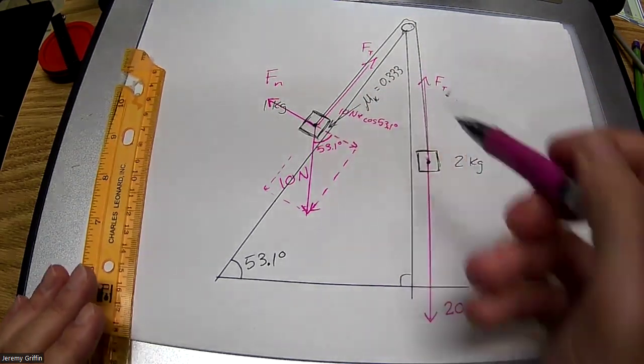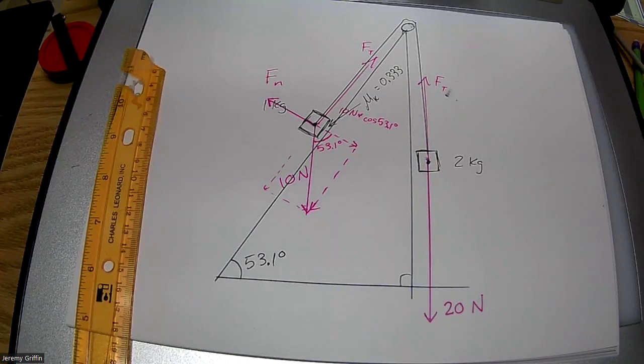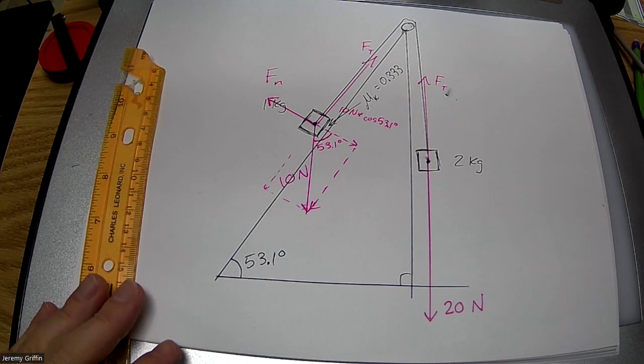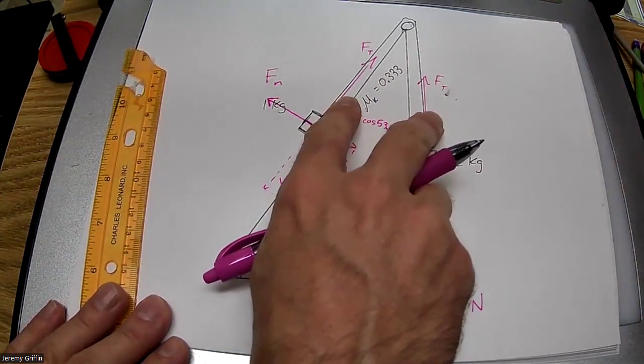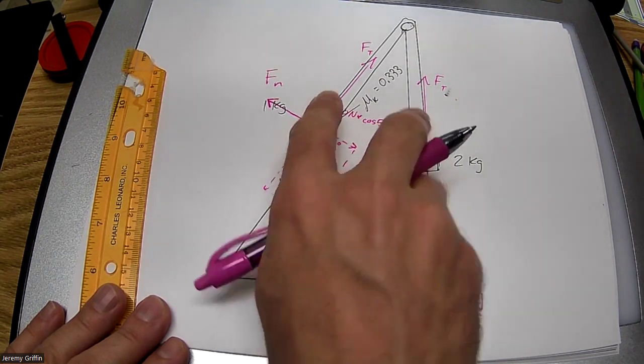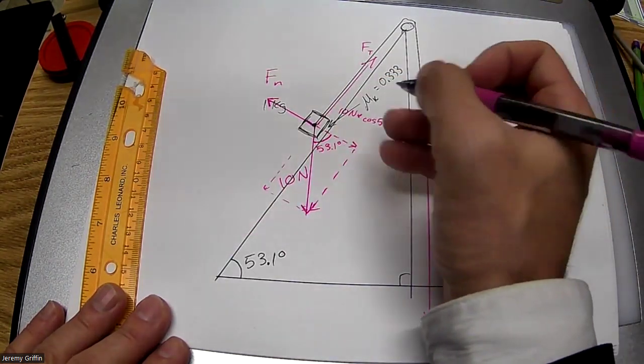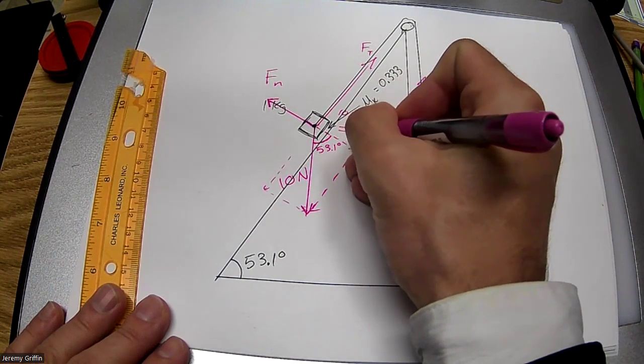And cosine of 53.1 degrees, maybe you guys know that. There's a reason I picked that angle. Guys, what is cosine of 53.1 degrees? Yeah, there you go. So this is 3/5, and then times 10 Newtons. That should give you 6 Newtons. So it's equal to 6 Newtons.